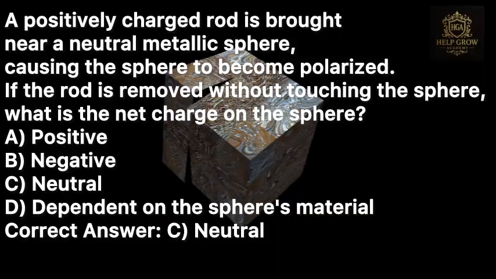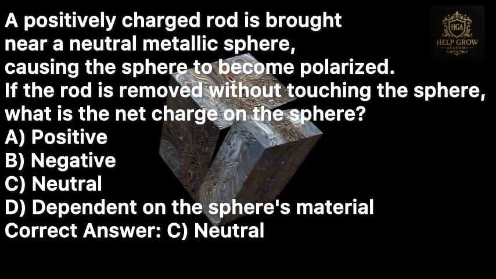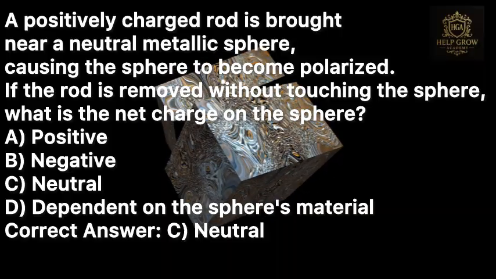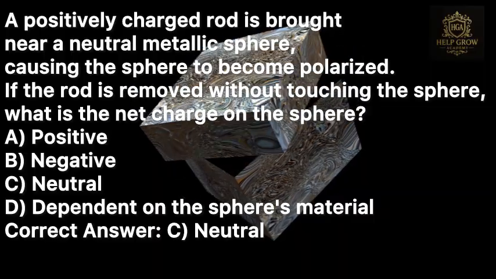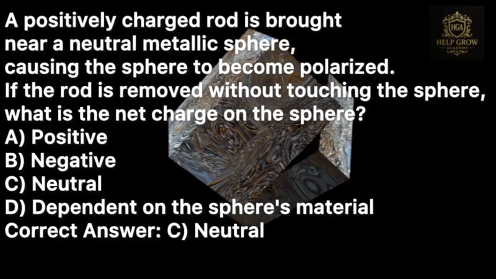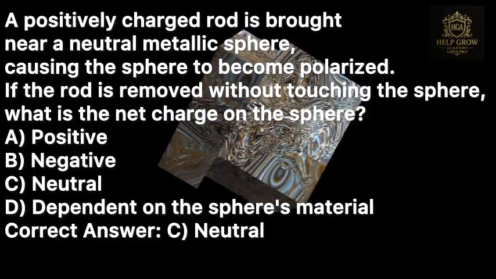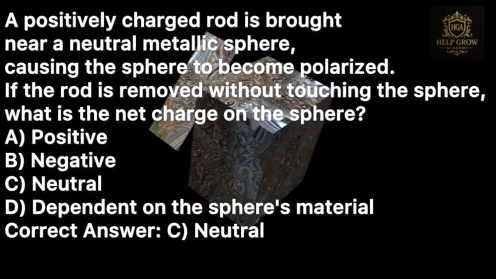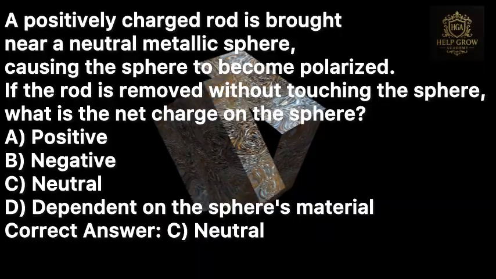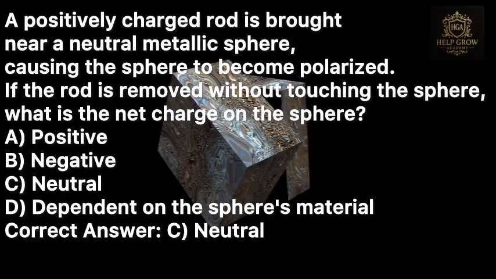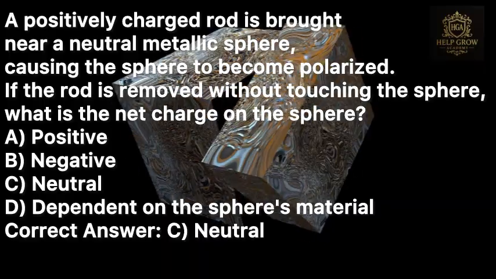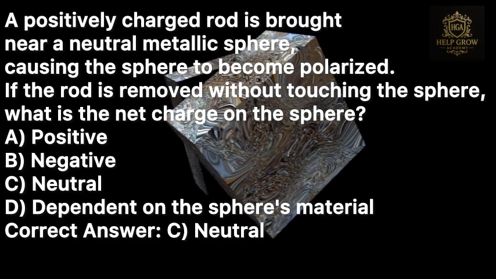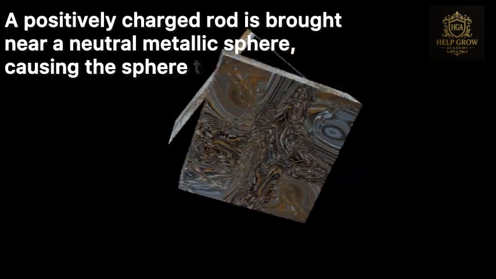The charged rod only redistributes the existing charges in the neutral sphere. The rod pulls the negative charges towards itself and pushes the positive charges away. No charge is transferred from the rod to the sphere. Now when the rod is removed, the charges in the sphere simply return to their original or neutral distribution. Therefore, the net charge on the sphere is neutral.